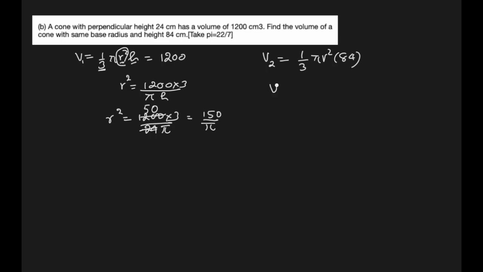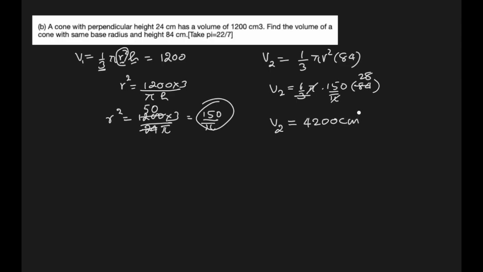Okay. So now let's find V2. They're saying find the volume of the cone with the same radius. So r square will remain the same. So 1 over 3 remains 1 over 3, pi remains pi, but r square will be replaced by this. That's why I did not evaluate pi, because this pi will cancel with this, and 84 is here. So this is 28. V2 will be 4,200 centimeter cube. Does it make sense? Yes, because 24 height is smaller than 84, and the volume will increase with the height. Moving on to the next question.